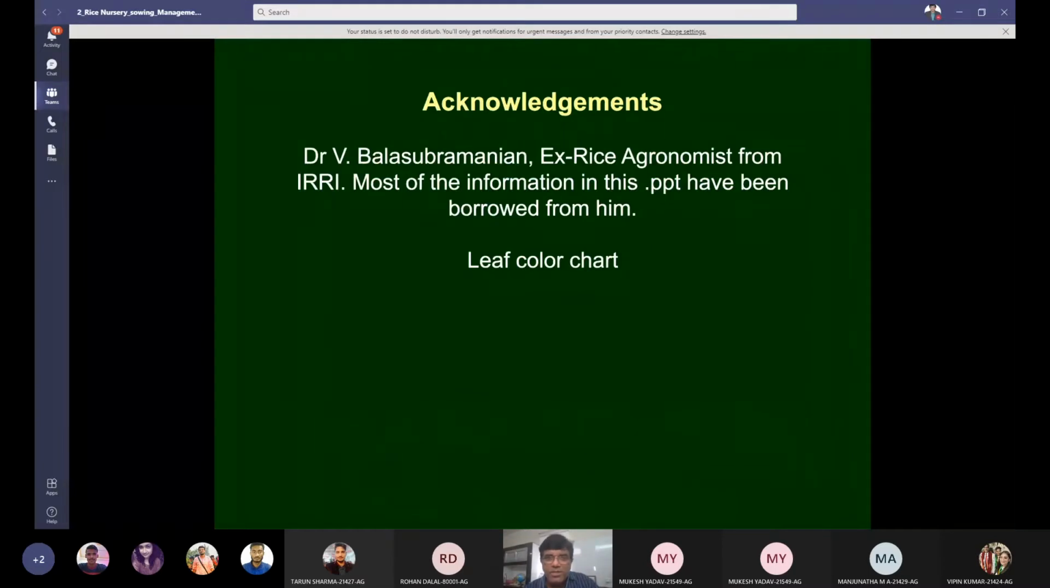Before I actually start, I must acknowledge the help received from Dr. V. Balasubramaniam. He was working as agronomist from International Rice Research Institute, and most of the sections in this lecture have been borrowed from him. He has worked very extensively in International Rice Research Institute, and he was responsible for development and use of leaf color chart. He was the first to begin practical use of leaf color chart in getting the nitrogen management in rice.